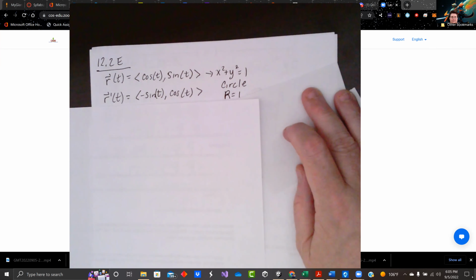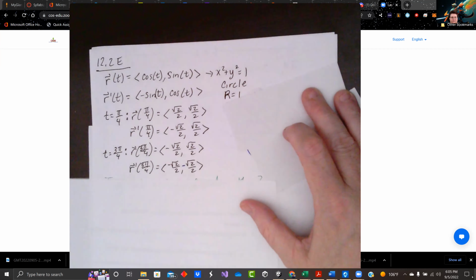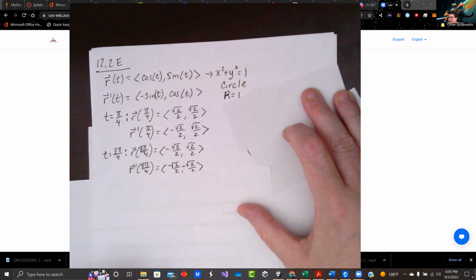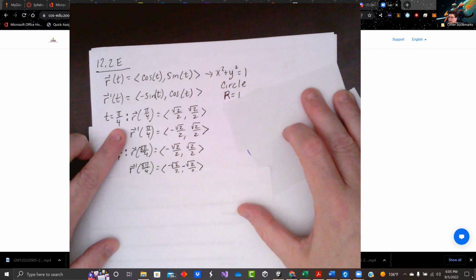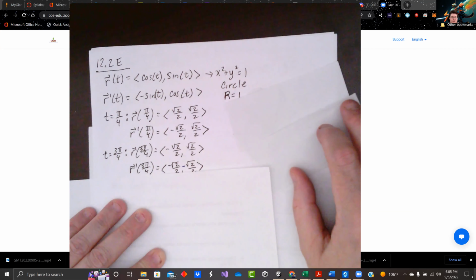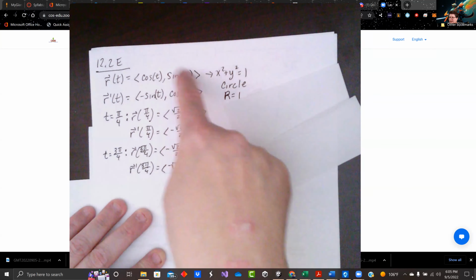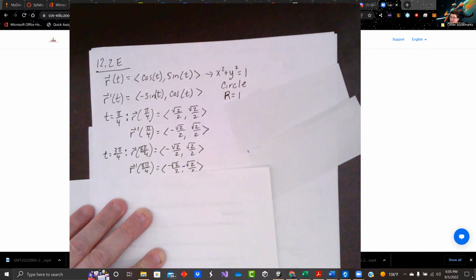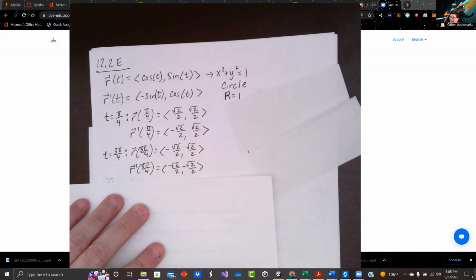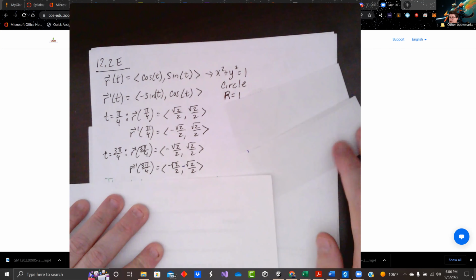Let's take a look at it at a couple of values. I'm going to look at t equals pi over 4 and t equals 3 pi over 4. So if I plug pi over 4 into r, cosine of pi over 4 is the same as sine of pi over 4, root 2 over 2. When I plug it into the derivative, there we have sine and cosine the whole way. We just need to know whether it's negative or positive. So pi over 4 with negative sine t is going to be negative root 2 over 2. And then the y value in the derivative is cosine. It's root 2 over 2.